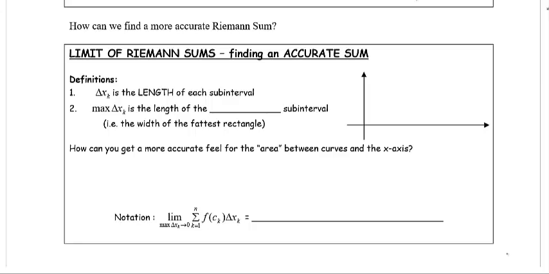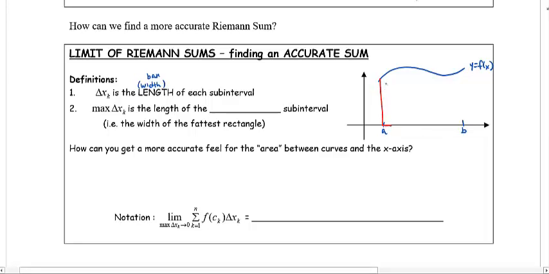So let me now once again draw my picture, y equals f of x. This time I'm going to say delta x sub k represents the length, or you can say the width, or you can say the base of each subinterval. So from a to b, I'm going to have different subintervals. So perhaps here's my first one, a, and then this distance here is delta x sub 1.